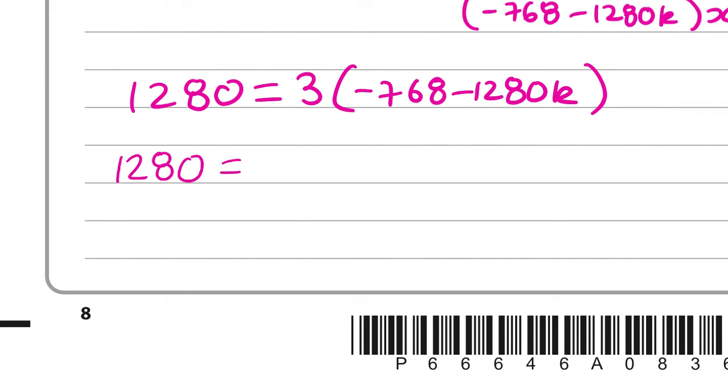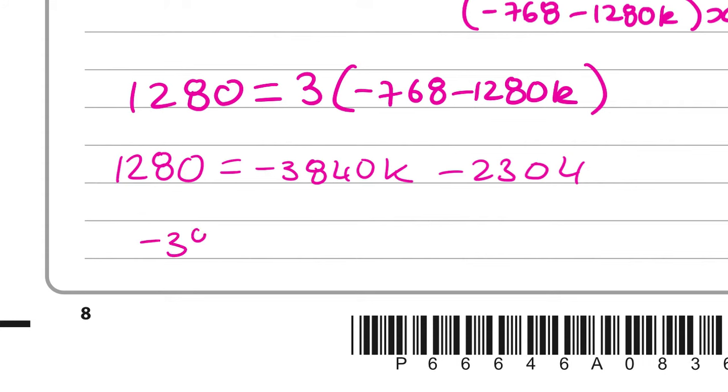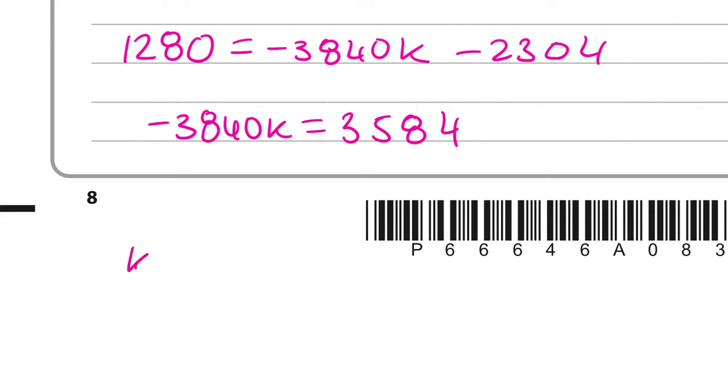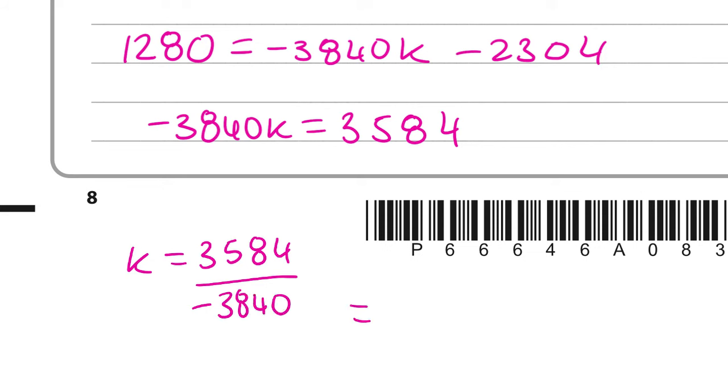1,280 equals minus 3,840k minus 2,304. Okay? So then I'm going to have minus 3,840k equals 3,584. Is everyone happy with the rearrangements? Divide both sides: 3,584 divided by negative 3,840. And then we're going to have minus 14 over 15 as our k. Yeah, it's beautiful.